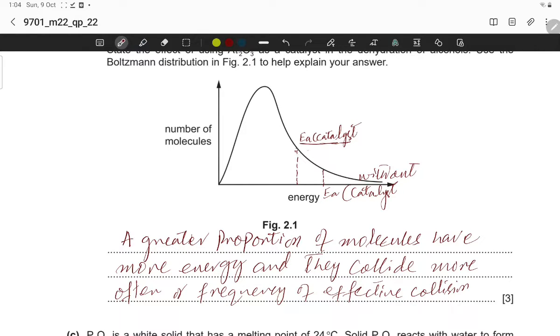In this question, labeling this graph carries 1 mark, and the description carries 2 other marks: a greater proportion of molecules have more energy, and more frequent collisions, 1 for this and 1 for effective collisions in the presence of catalyst.